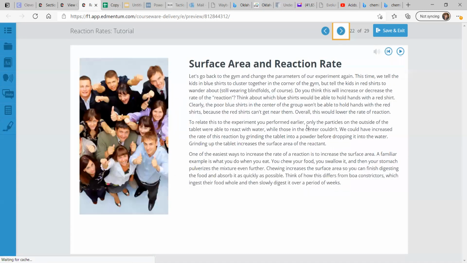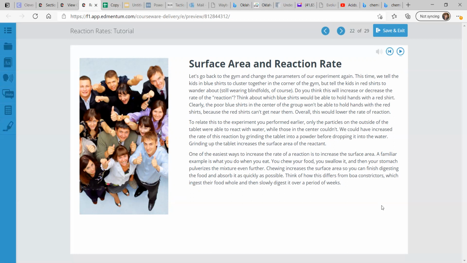Surface area and reaction rate. So how does the surface area affect the rate of a reaction? One of the easiest ways to increase the rate of a reaction is to increase the surface area. A familiar example is what you do when you eat. You chew your food, you swallow it, and then your stomach pulverizes the mixture even further. Chewing increases the surface area so you can finish digesting the food and absorb it as quickly as possible.